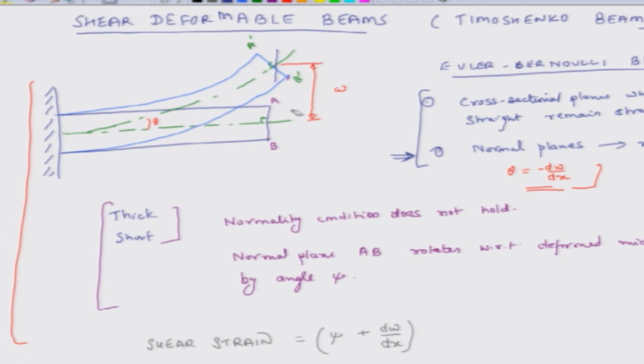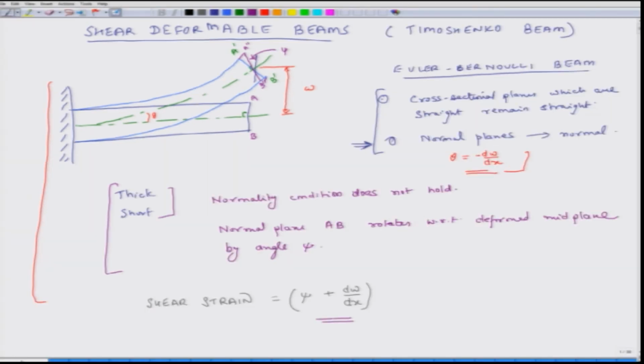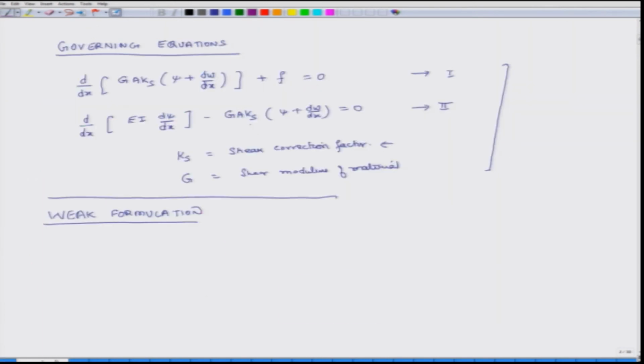if it is a Timoshenko beam or a shear deformable beam, then I had said that this A prime is actually A double prime and B double prime, and this angle is psi. This is important to note, because only then this will be my shear strain. Only then this is going to be my shear strain, and for a Euler Bernoulli beam, if I add these two up, it will be 0. Okay.